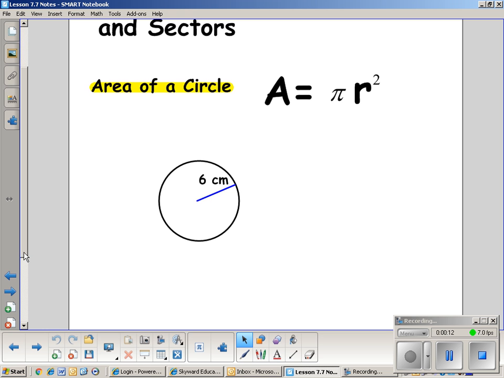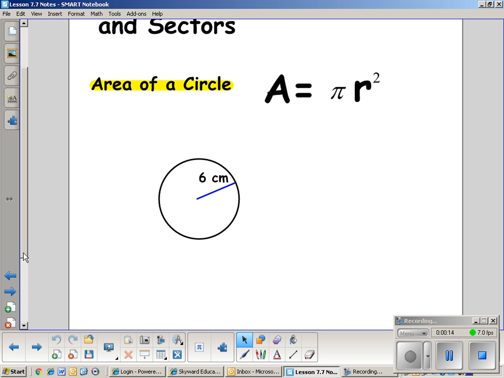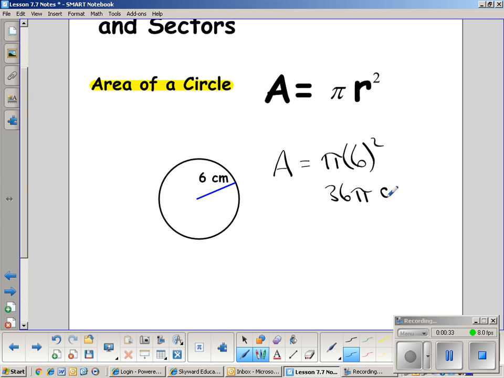So on this example here, the radius is what? 6, and so it's all set up perfectly for plugging it into the formula. Pi times 6 squared, and 6 squared is what? So we get 36 pi, and it's area now again, so it's square units. And so the area is 36 pi centimeters squared.